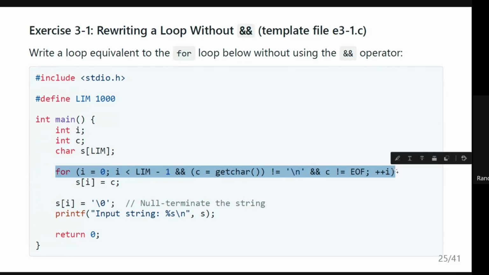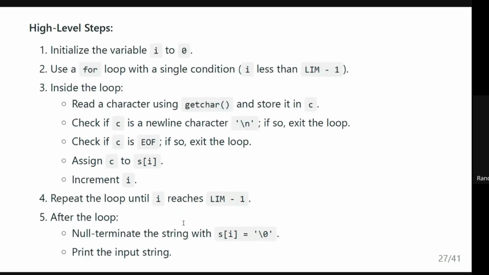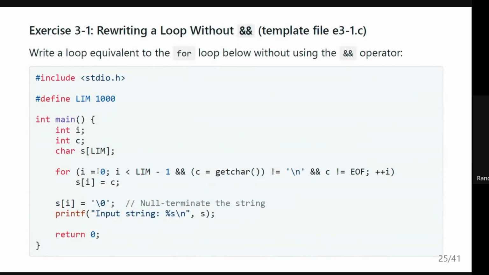Let me see if I have any hints here. Yeah, so you will have to handle three situations. One is i being bigger than or equal to len minus 1. It's not end of line. It's not the end of file. So those are three conditions. You basically change your loop using an if statement instead of having everything in your for loop. All right, so please go ahead.